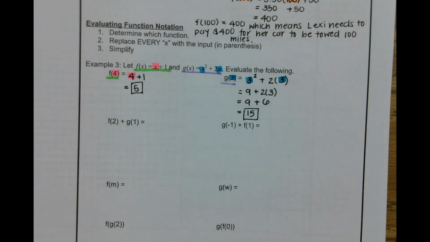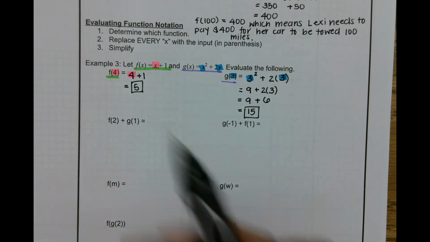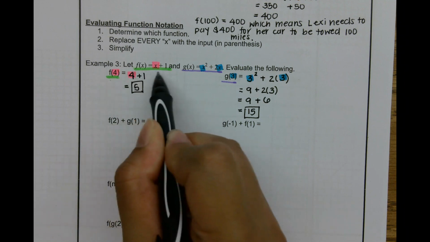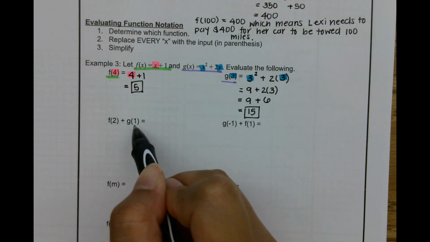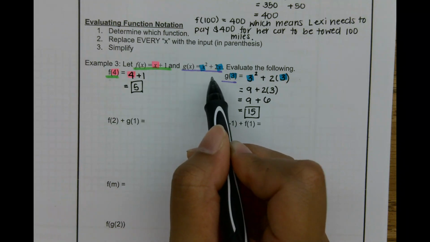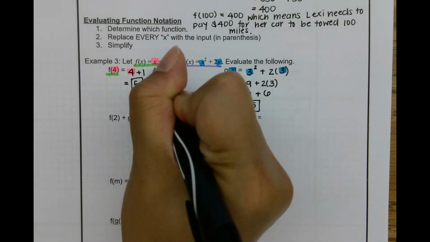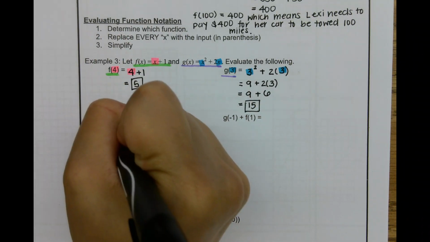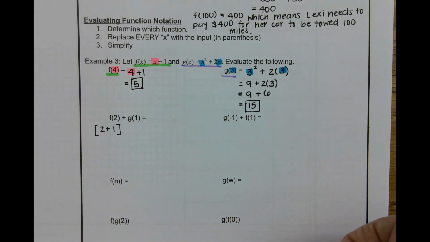Yay! Okay, now it looks a little bit more complicated. It really isn't. Okay, so here we have f of 2. So that means I'm going to use this f part. So whatever that is, and then plus g of 1, and I'm going to use this part. Okay, so let's do this. So I'm going to plug in 2 for everywhere I see x. So 2 plus 1. Okay, I'm going to put it in brackets. That way I know this is f of 2.